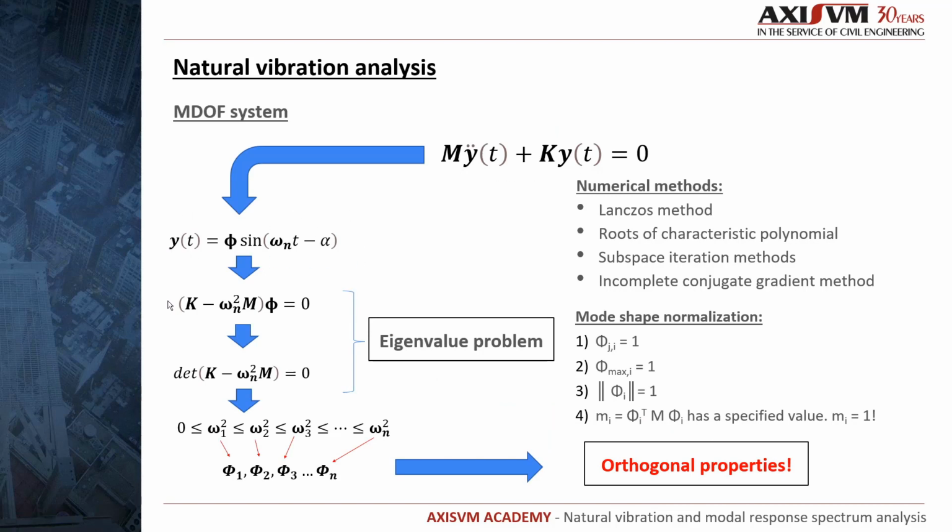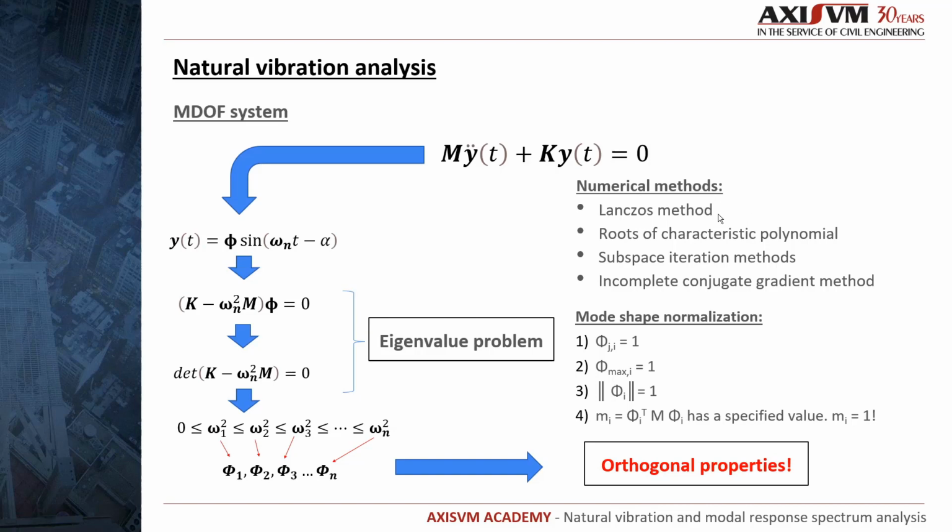It gives us the following eigenvalue problem. For the non-trivial solution, the determinant of the expression should be 0. This is called the characteristic equation, and as a solution we can get the n eigenvalues, which are the squares of the circular natural frequencies of the system, and n eigenforms, eigenvectors, which are the natural vibration modes. In case of complex systems, we have to use numerical methods to solve the eigenvalue problem.